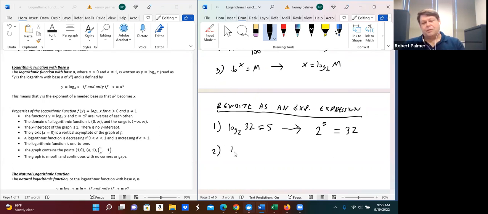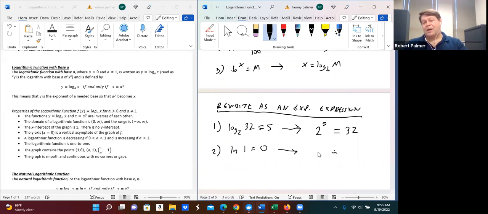How about this one? Natural log of 1 is equal to 0. So natural log is log base e. Remember to get used to this: this is log base e.